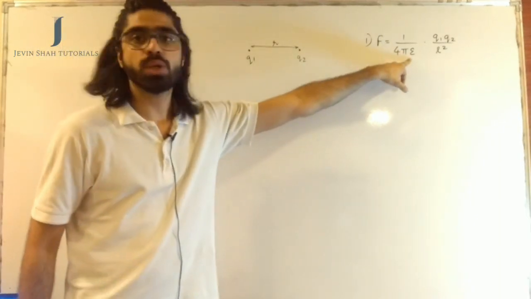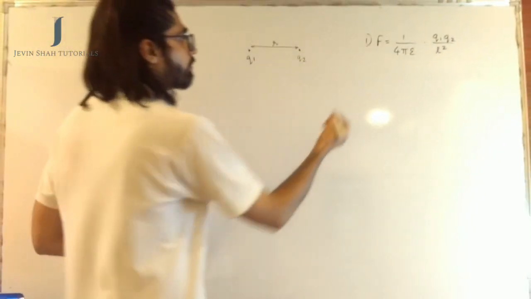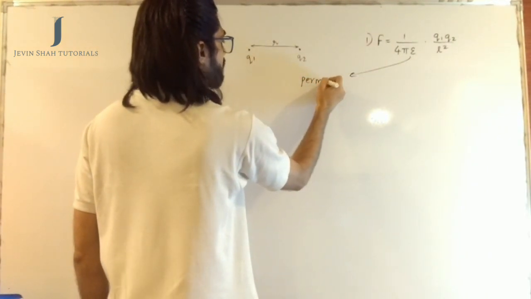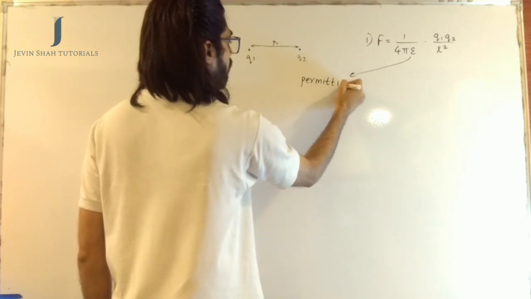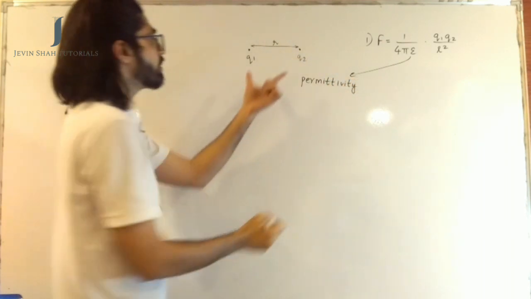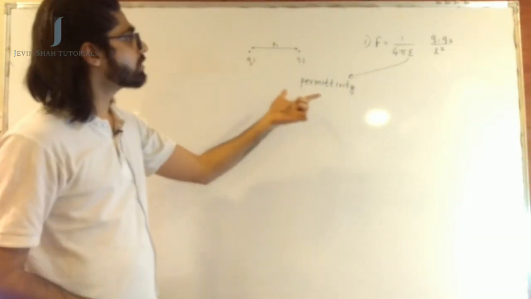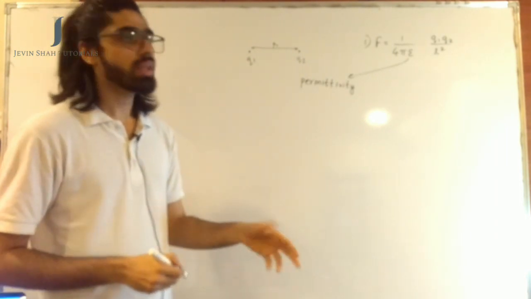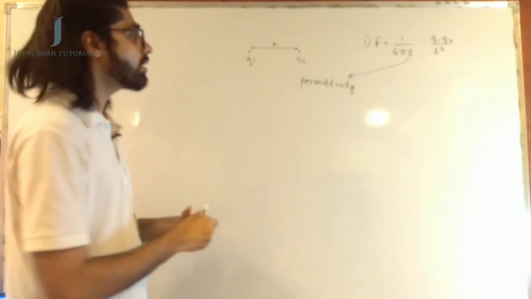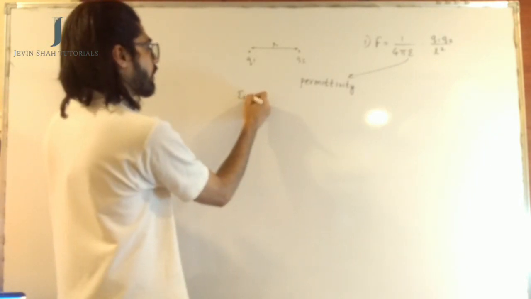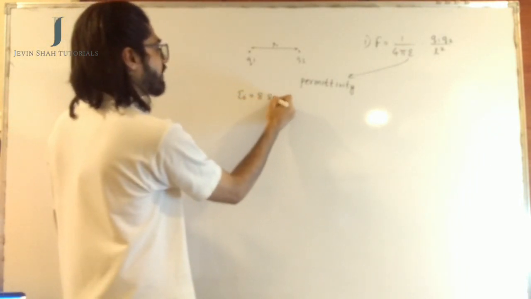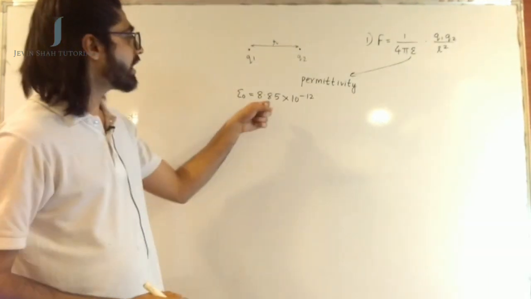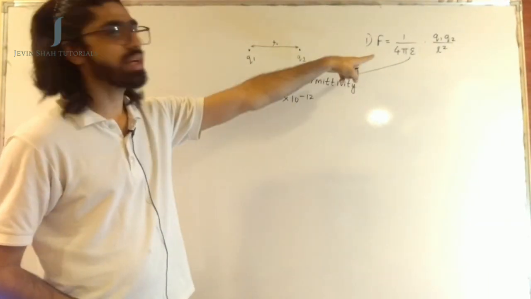This epsilon is what you call permittivity. Permittivity is something which is of the medium. It is a parameter which depends upon the medium that is present between the two charges, and if the medium between the two charges is air or vacuum, then instead of epsilon we use the term epsilon naught. The value of epsilon naught is 8.85 into 10 to the power minus 12. You can write the unit for epsilon naught from that formula itself.